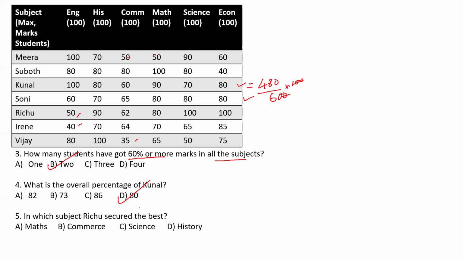Next one is, in which subject Richu secured the best? So Richu is here. In which subject did he get centum? In science as well as economics. But the options have only science, and economics is not mentioned. So the answer is actually science and economics. If the option has only economics, just go with science.